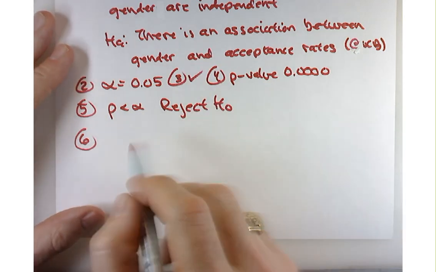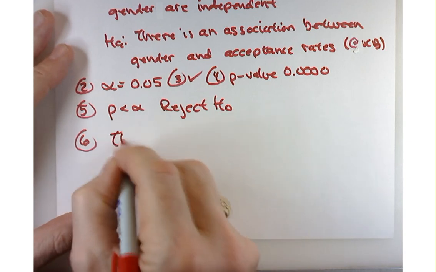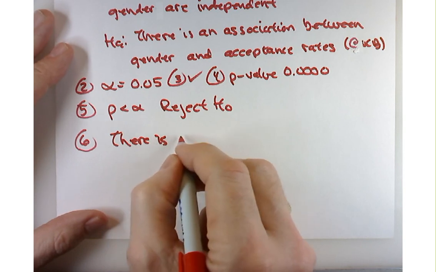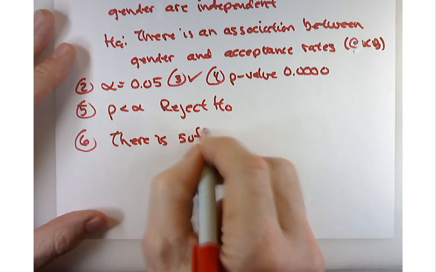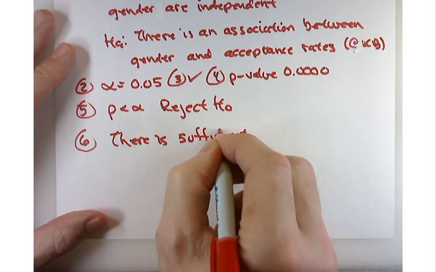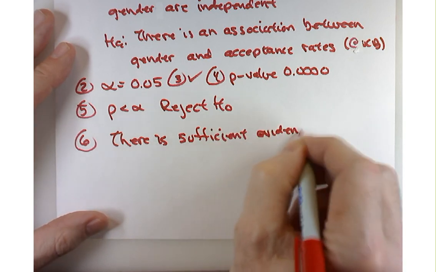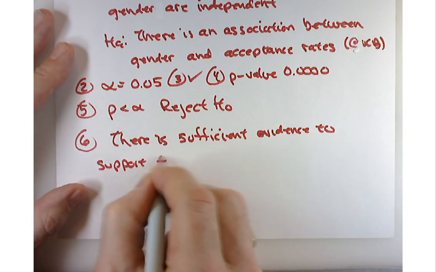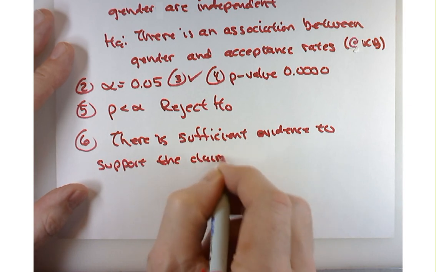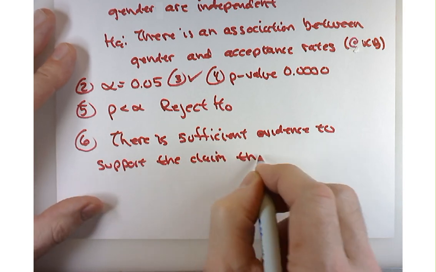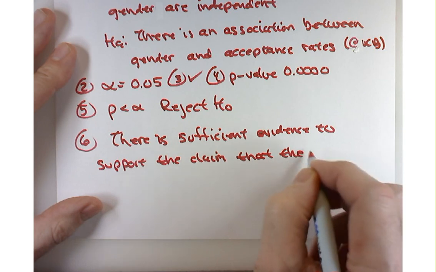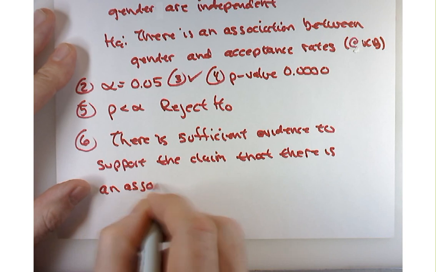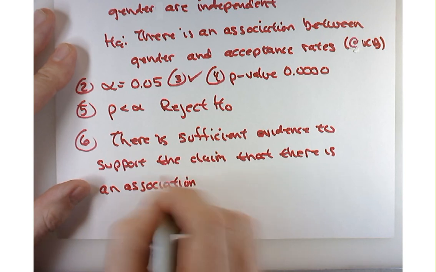Let's see, so reject. There is sufficient evidence to support the claim that there is an association between gender and acceptance rates.